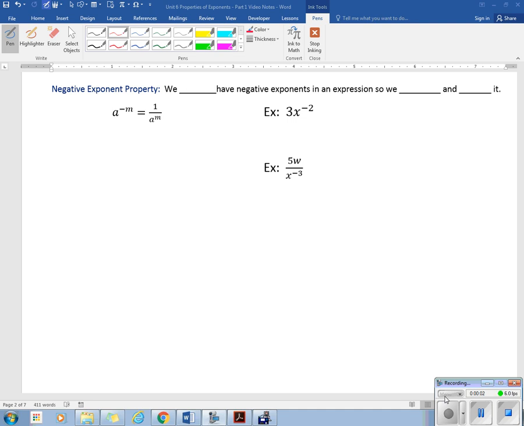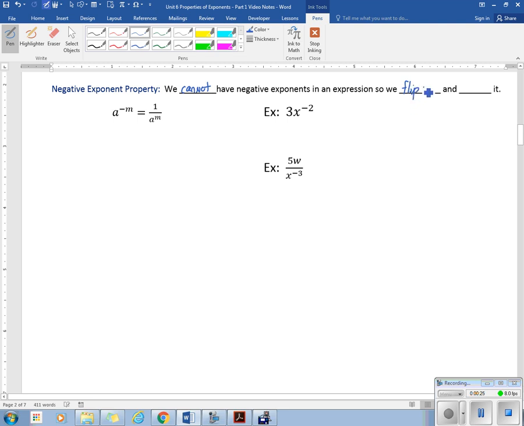All right, let's take a look at the negative exponent property. With this one, negative exponents, negative powers, we actually cannot have those in an expression. It's not simplified. It's kind of like having a square root in the denominator or a negative under a square root, an i squared. It's one of those things that we have to just clean up. So we cannot have a negative exponent expression, so we flip it and switch it.